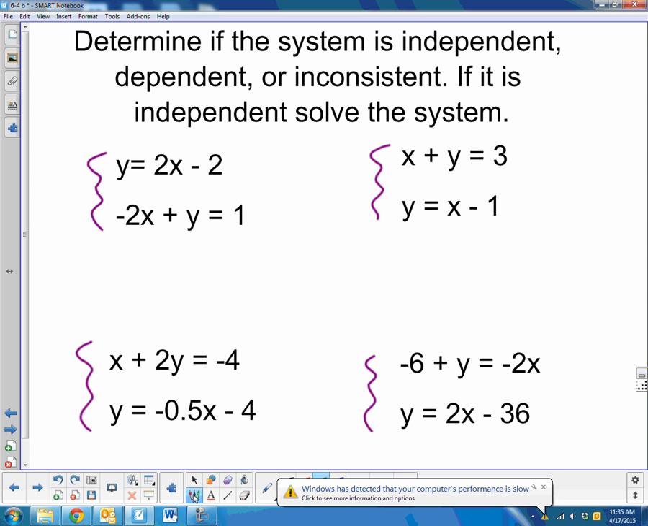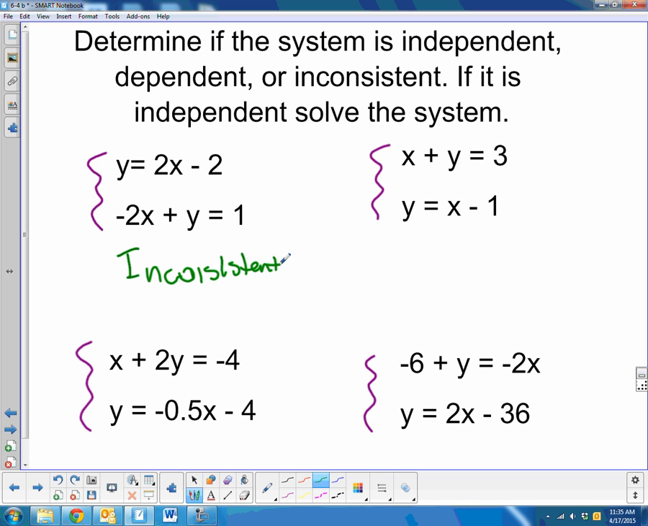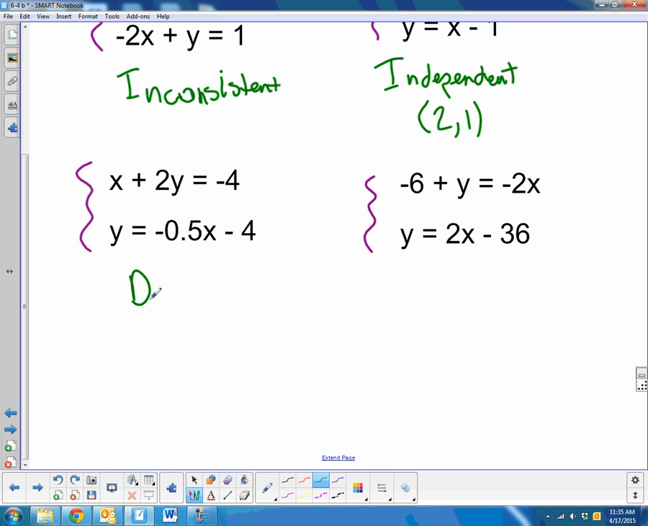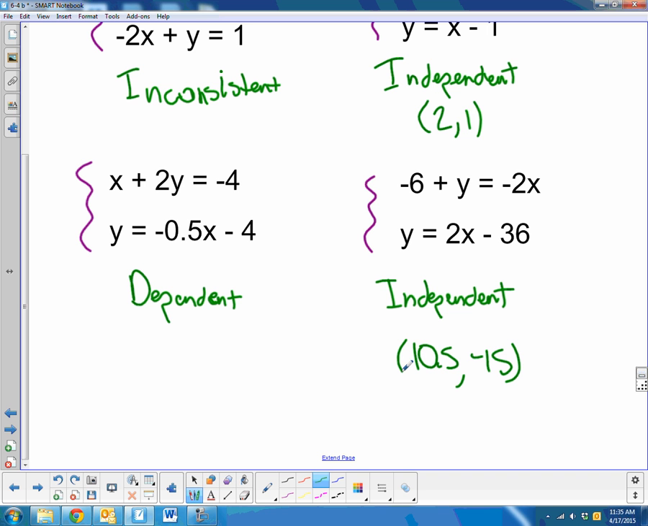All right, I'm assuming you paused. I'm assuming you tried it on your own. I'm just going to write the answers, and then I'll expect you to watch the linked videos beneath to see how to do it if you did it wrong. So the first one is inconsistent. That was horrible handwriting, but there's an N there. The second one here is independent, which means that there is a solution and the solution is 2, 1. The third one down here is dependent. And the last one is also independent. And if it's independent, there is a solution. The solution is 10.5, negative 15. So if you didn't get those solutions, make sure you watch the linked video.